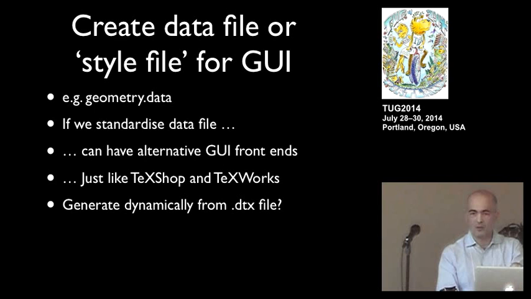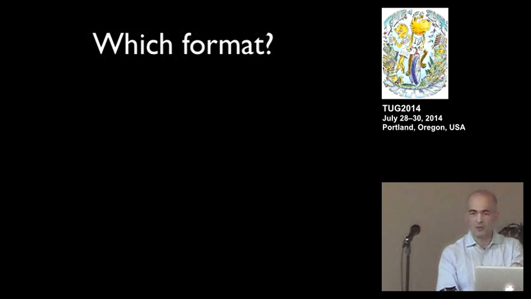I just thought I don't know enough about this. Maybe if you generate from a DTX file, maybe that information can be in there to say, right, for this style file, for, I don't know, hyperref, you've got 100 different things you can change. If that can be written in a form that we can read, then I can generate a graphical user interface for it. I'd love your suggestions.